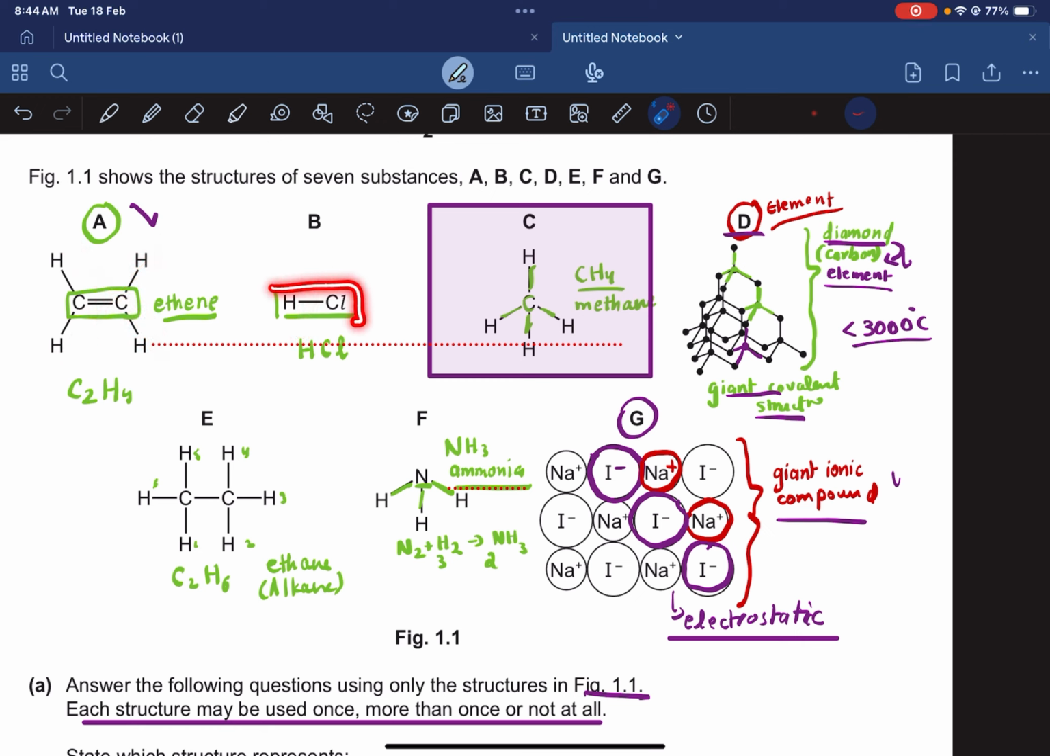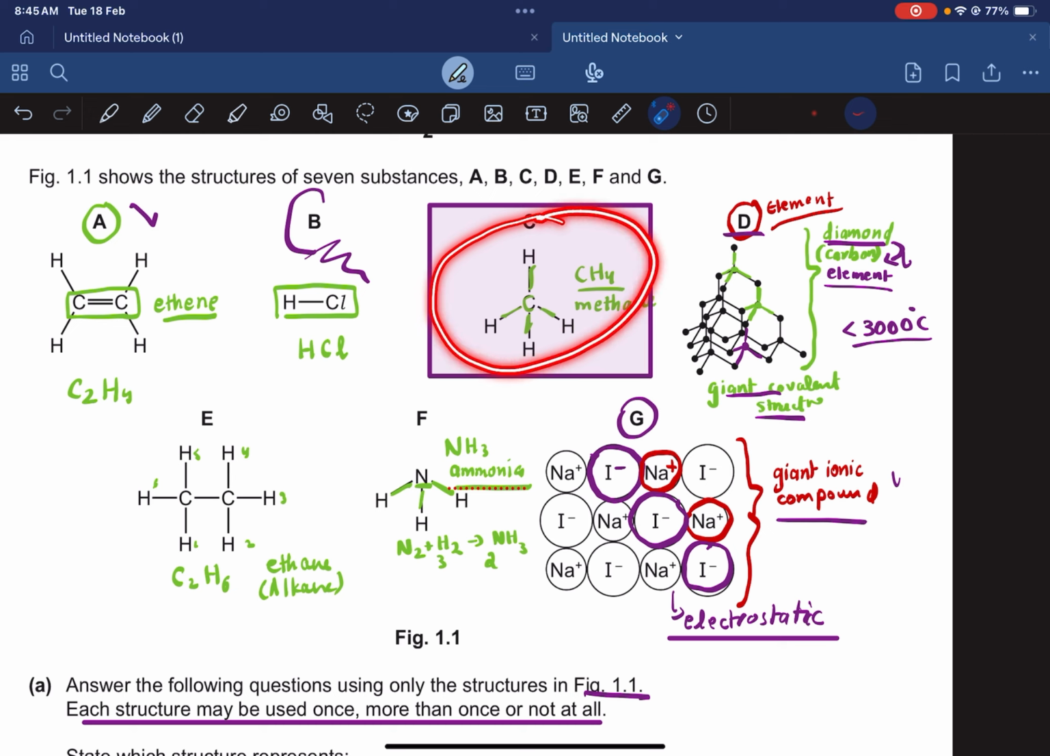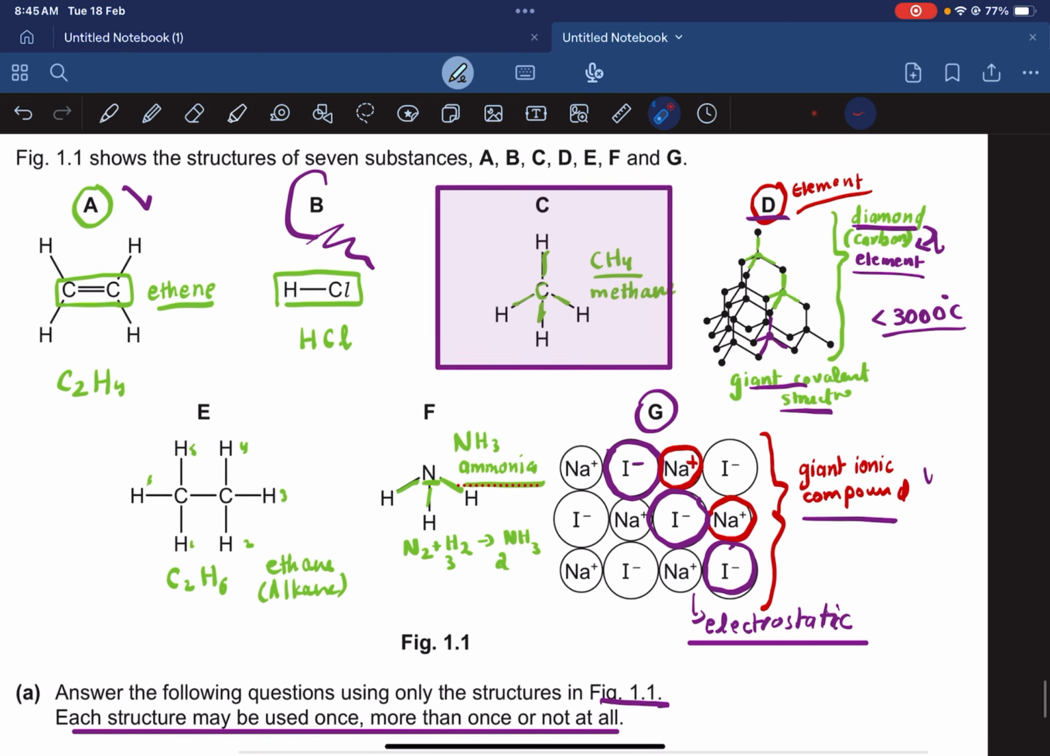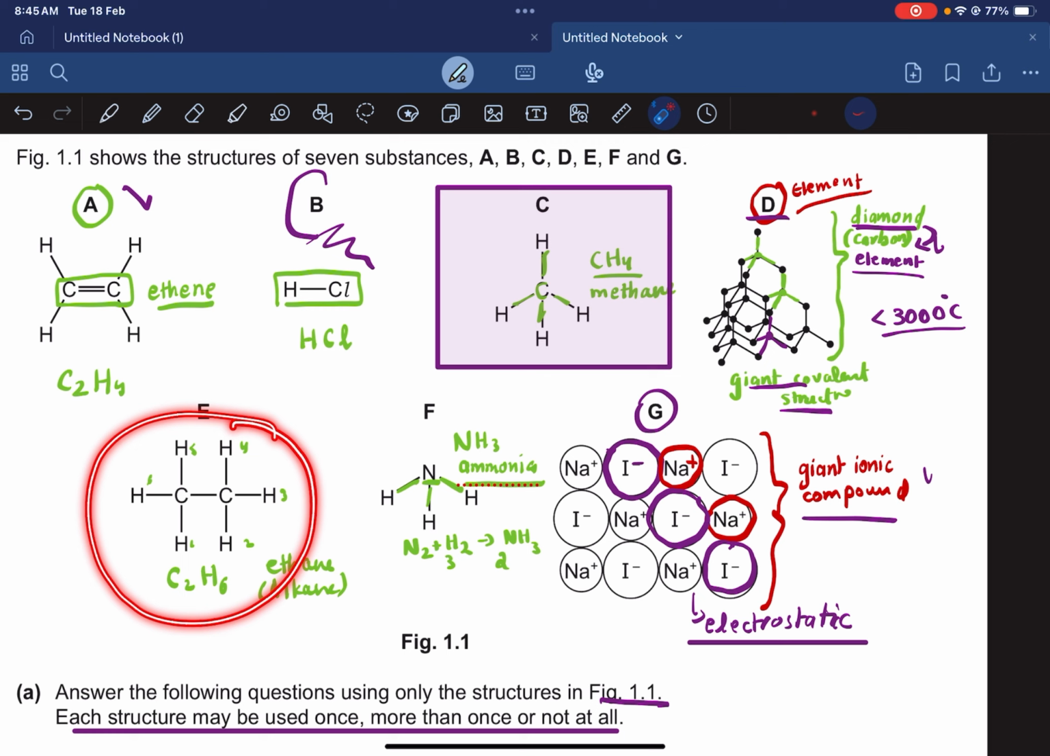What do you think about hydrogen chloride? Okay, I'm going to tell you about this later on. Let's first discuss the other parts. Methane is a simple covalent structure, it won't conduct electricity, obviously. Diamond is a giant covalent structure and it cannot conduct because it does not have any free electrons. All electrons are involved in forming covalent bonds. Obviously, ethane is also not going to conduct. Ammonia gas is not going to conduct.